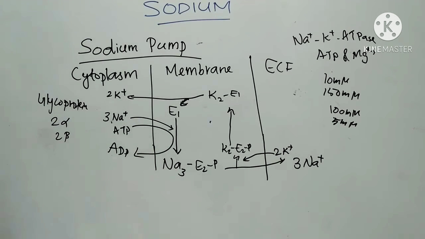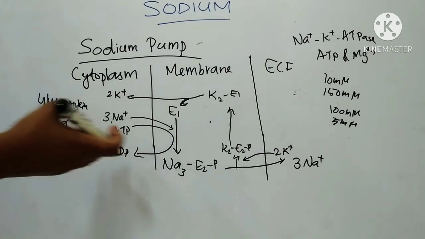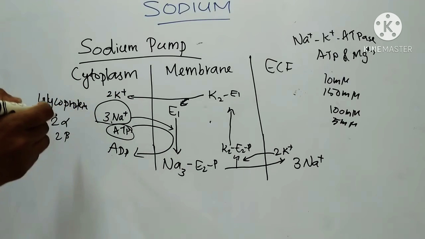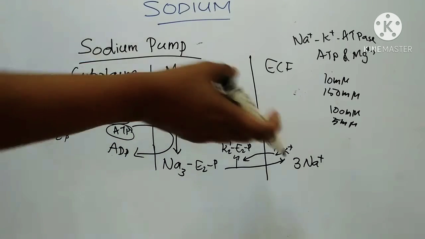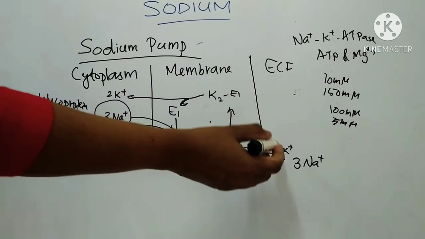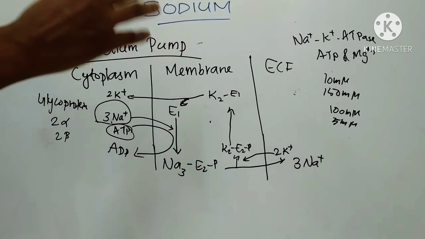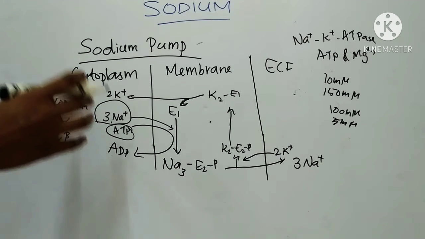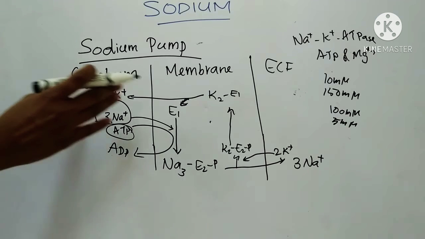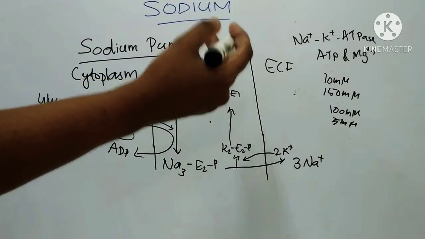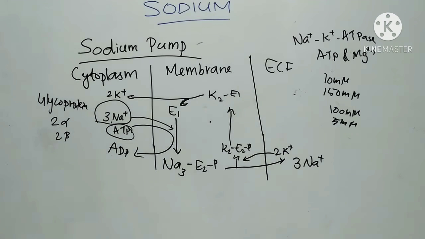This enzyme, sodium potassium ATPase, hydrolyzes a high energy phosphate bond of ATP, and the released energy is used for transporting 3 sodium ions outside and simultaneously 2 potassium ions inside across the cell membrane.